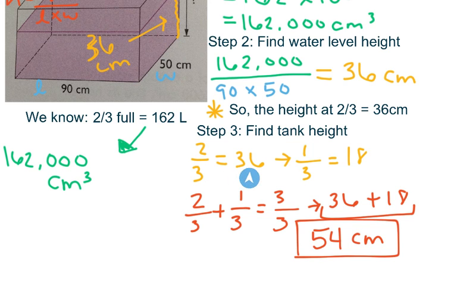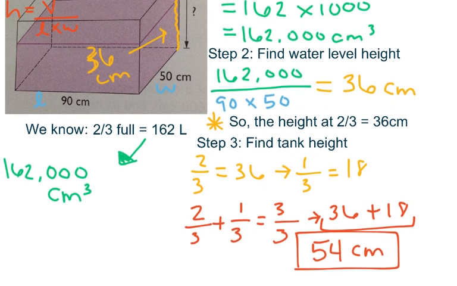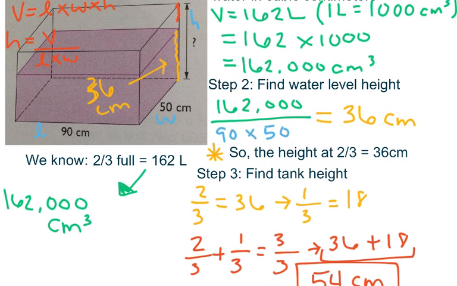If 2/3 is 36 centimeters, I know that if I want 1/3, I would take 36 and divide it by 2, which gives me 18. Because I know that if I take 2/3 plus 1/3, I'm going to get 3/3, which is my total. So if I take my 2/3, which is 36, plus my 18, which is 1/3, I should get 54 centimeters. So 54 centimeters is the entire height of my tank.